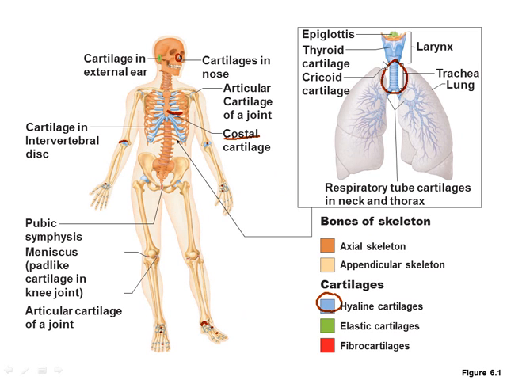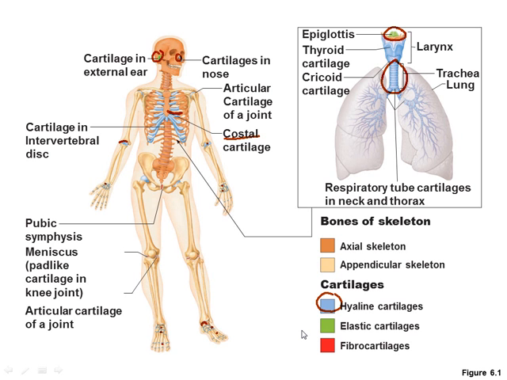Elastic cartilage, the green, is found in 2 places. Your ear and your epiglottis. You may want to know what the epiglottis does? It keeps food from going down your trachea. So basically when you swallow, it closes off the trachea so the food goes down the esophagus and not into your lungs. So those are your 2 types of elastic cartilage.